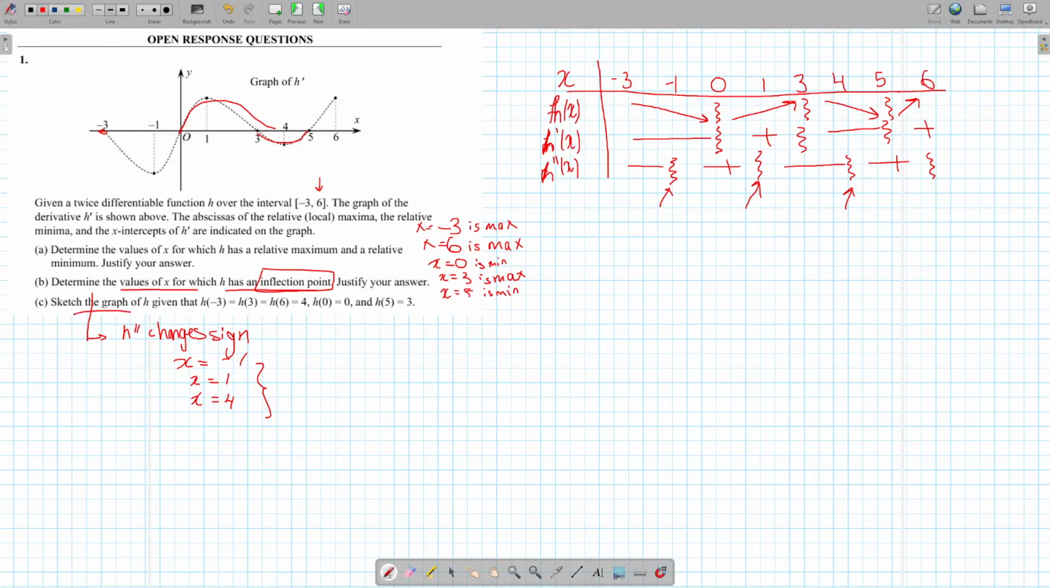Then they say sketch the graph of h given that we got a couple of points. Okay, let's sketch. It's always interesting when they give you sketching questions. Now we have a negative x value. We're starting at negative, so I'm going to extend it to the left a bit.